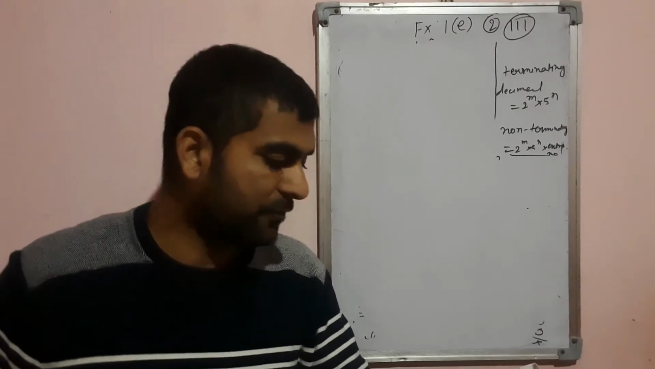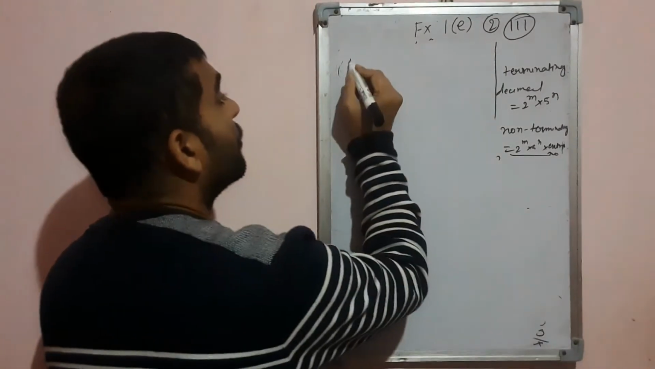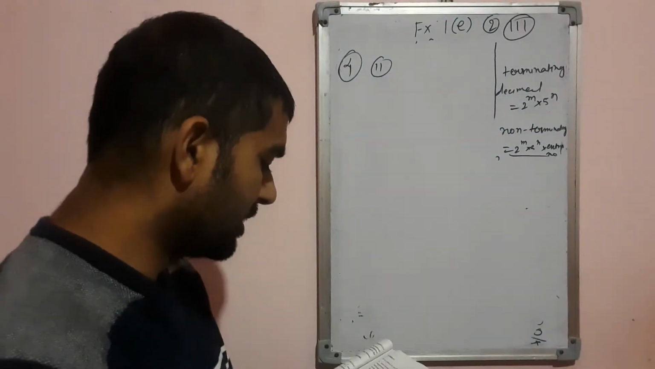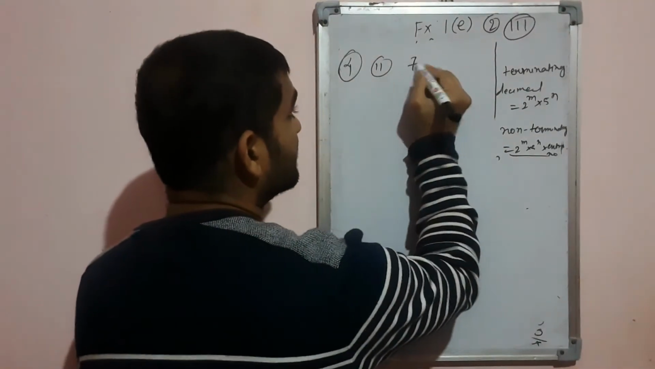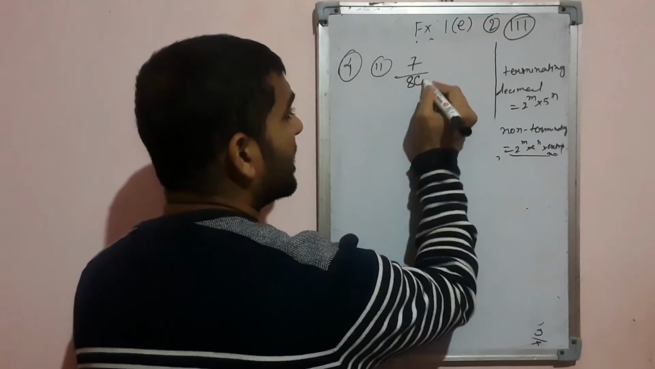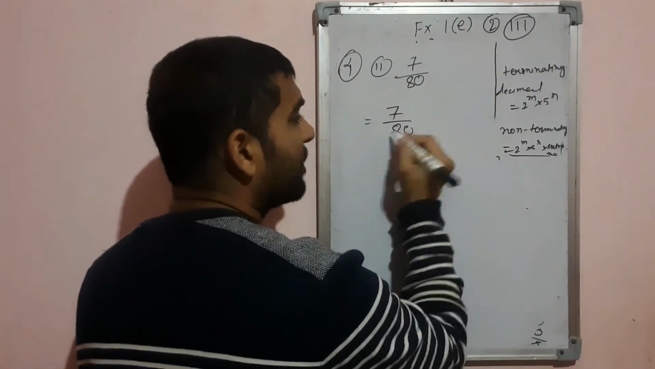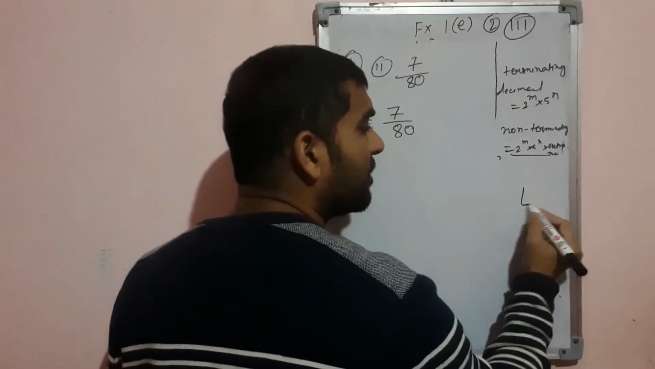Question number 4 subdivision 2. We have here 7 by 80. What is the first step, my dear? See here, you will write factors of 80. So find out the factors of 80.